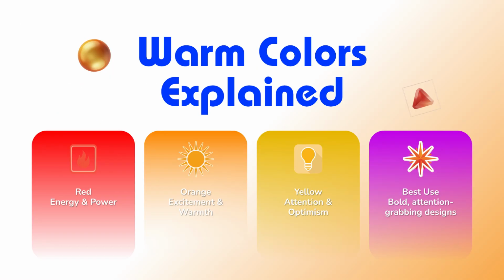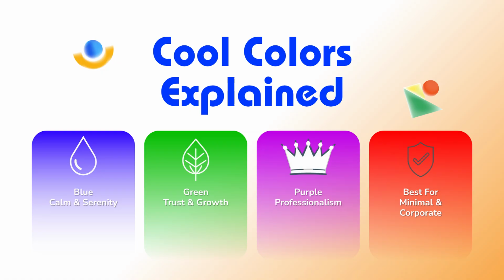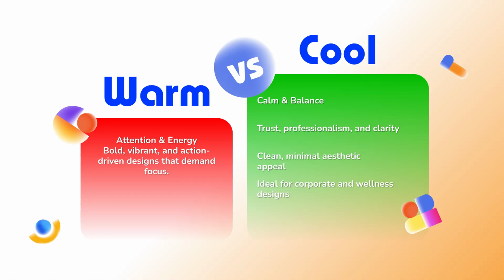Warm colors like red, orange, and yellow are associated with energy, attention, and excitement, while cool colors like blue, green, and purple are linked to calmness, trust, and professionalism. Knowing the difference allows you to control how your design feels instead of just guessing what looks good. Now, the key is knowing how to use them.